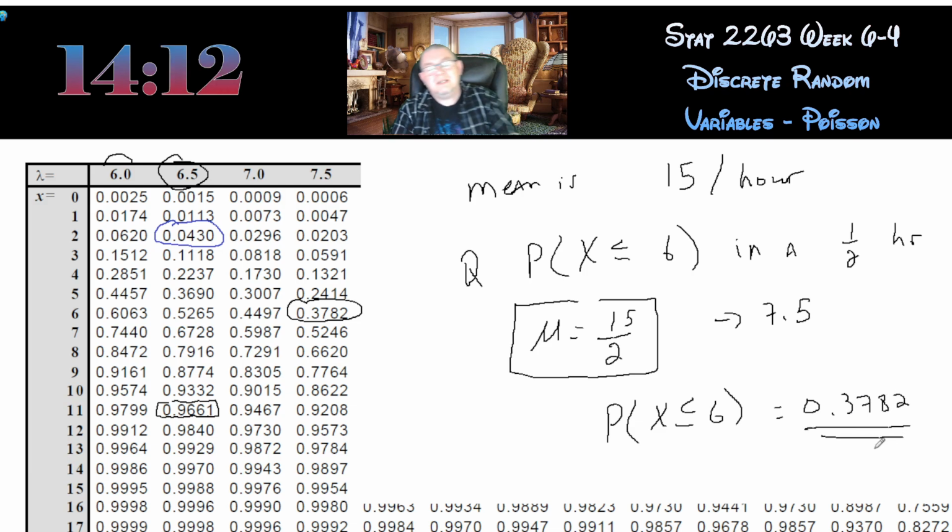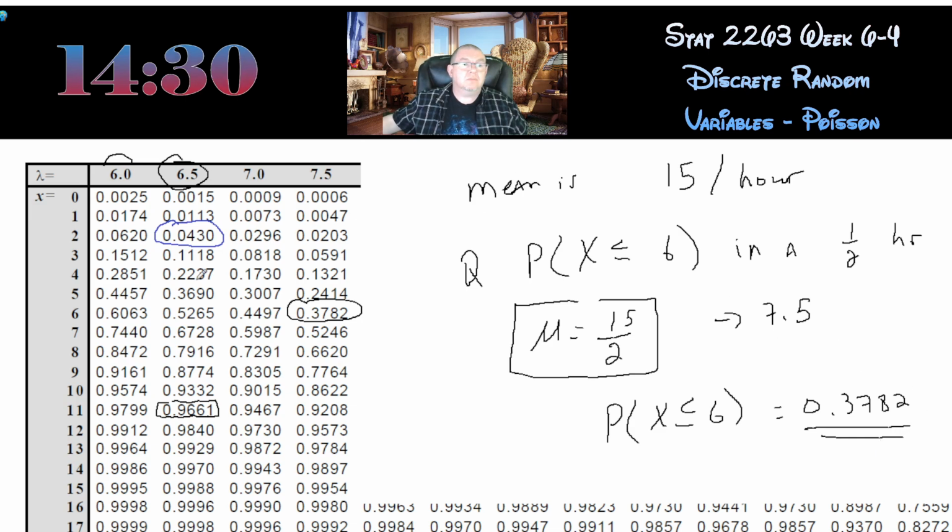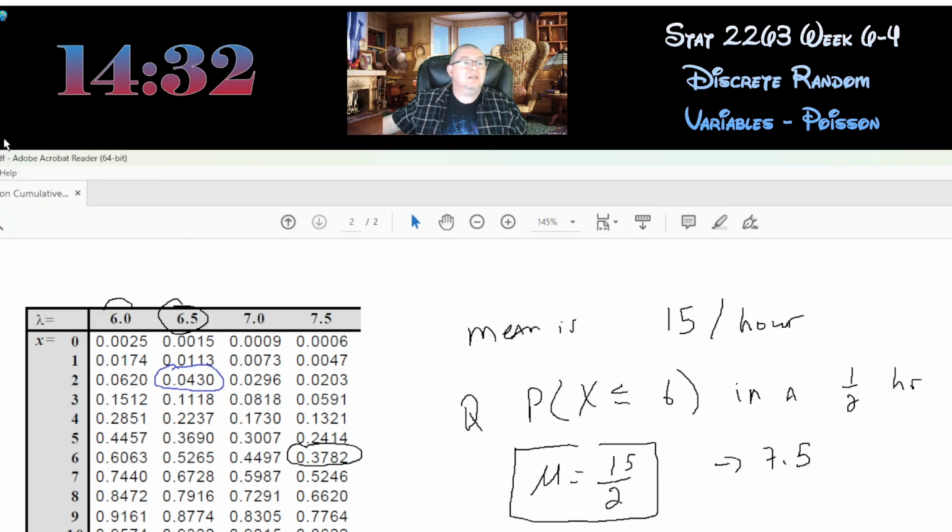A common mistake, especially if you had multiple choice questions, might be to look it up under mu is 15 and look at 6. That's the wrong answer, because the average you're given has to be on the scale of the interval you're examining.